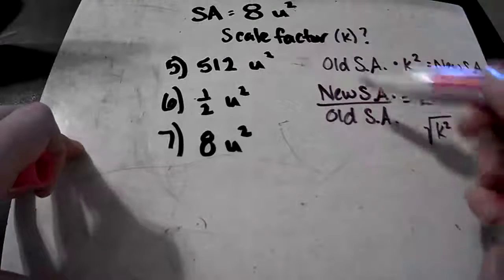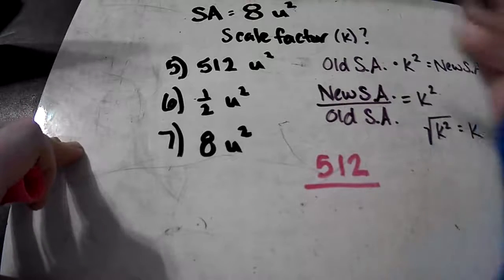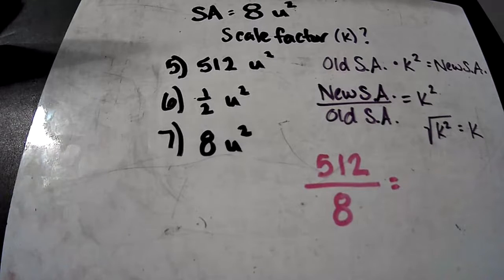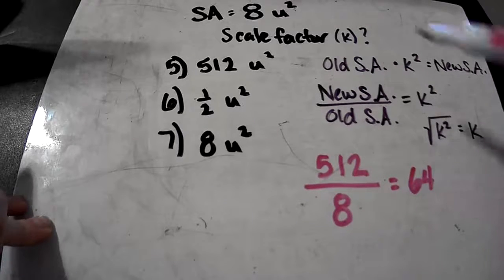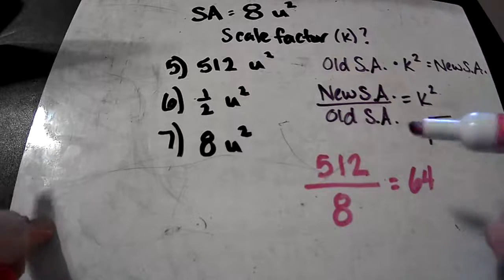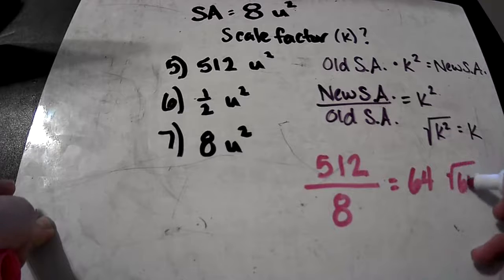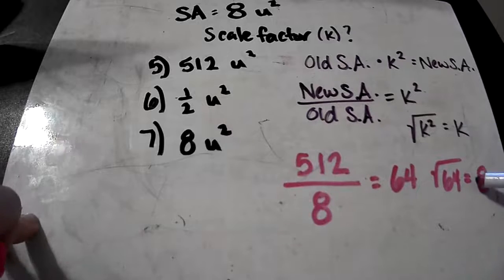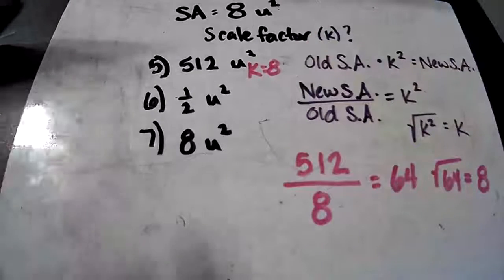All right, so my new surface area on number 5 was 512, divided by my old surface area. The original surface area was 8. If I do 512 divided by 8, I get 64. So 64 is the amount that we multiplied the original surface area by to get the new surface area. Remember, that represents k squared. So I'm going to do the square root of 64, which is going to equal 8. So k, my scale factor on number 5, k equals 8.